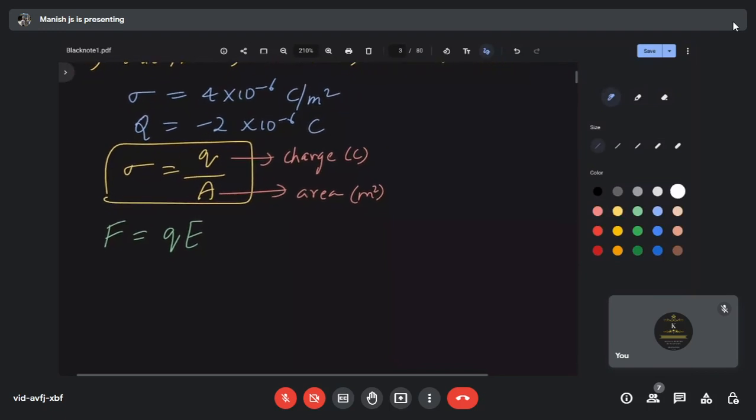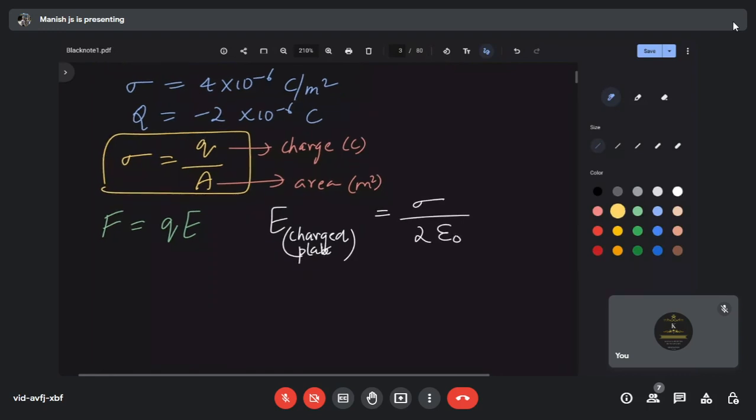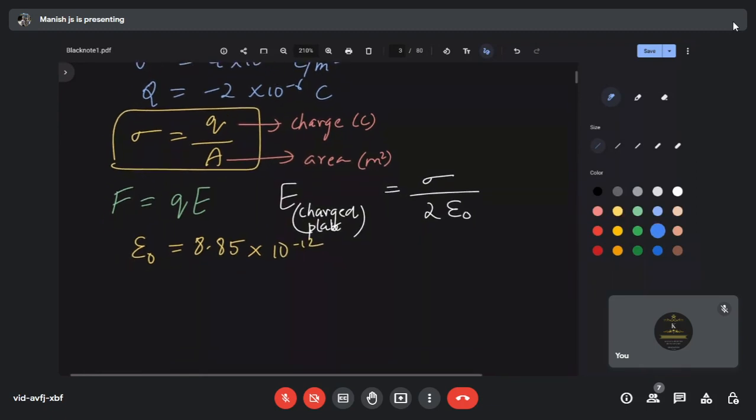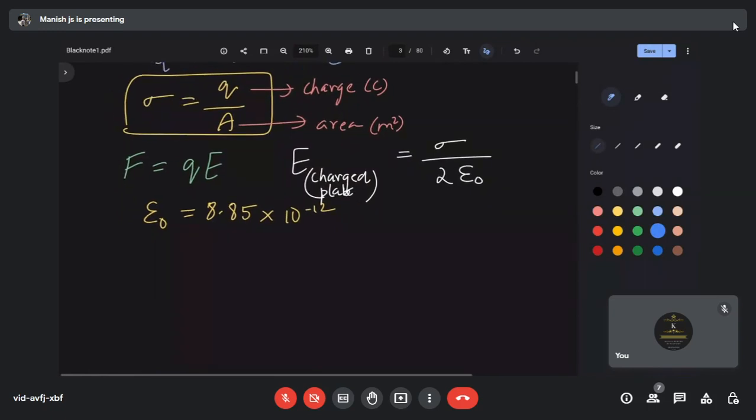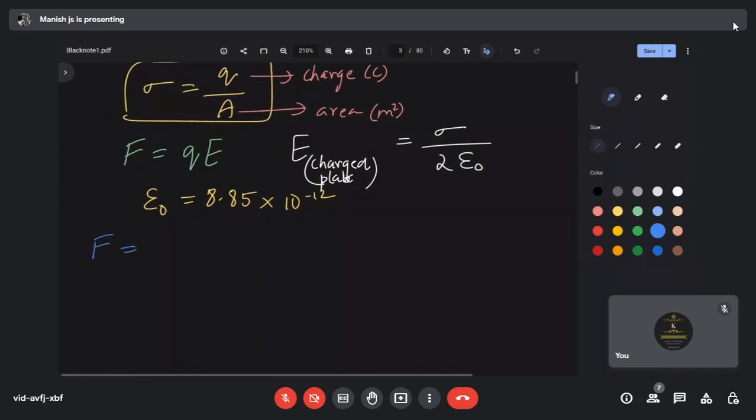Now solve it and tell me the answer. So the electric field due to the charged plate, I'll write it here, is equal to sigma upon 2 epsilon naught. Epsilon naught, obviously you know the value, I hope, the permittivity of free space. Its value is 8.85 times 10 minus 12. Yes, this is the value. So you have to substitute it. First find the electric field and then you can find the force. So let us substitute all the values.